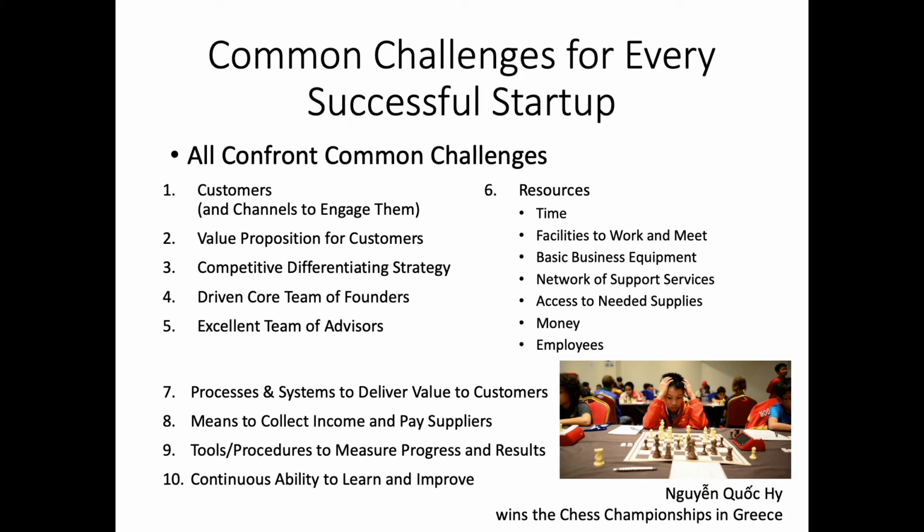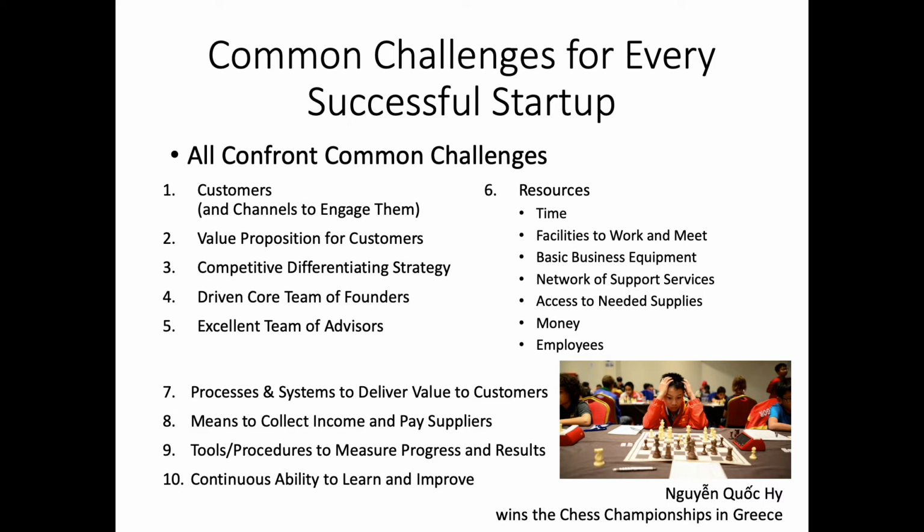The sixth thing is resources. We need to talk about our resources. What are we using to build this business? So we need to talk about time. How much time? Where's the time? Who's going to provide the time? The facilities that we work in, where we meet. Where's the equipment? What equipment do we need? How much does it cost? What's the lifetime on it? What kind of maintenance is required?